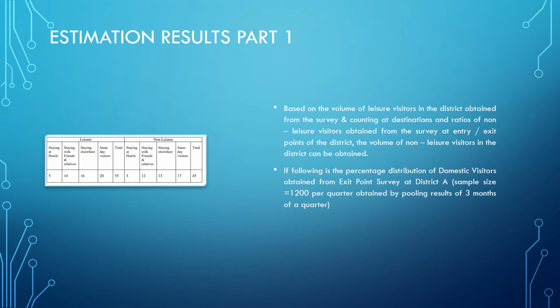Estimation results, Part 1. Based on the volume of leisure visitors in the district obtained from the survey and counting at destination, and the ratio of non-leisure visitors obtained from the survey at entry and exit points of the district, the volume of the non-leisure visitors in the district can be obtained. Following is the percentage distribution of domestic visitors obtained from the exit point survey at District A, sample size equals 1200 per quarter, obtained by pooling results of 3 months of a quarter.